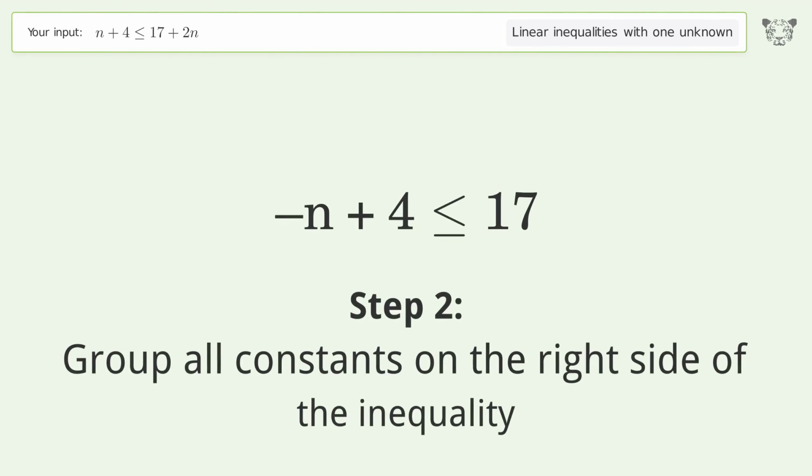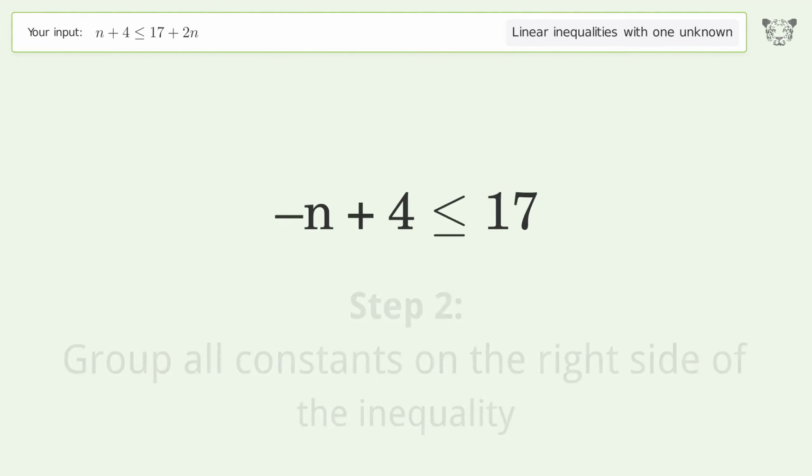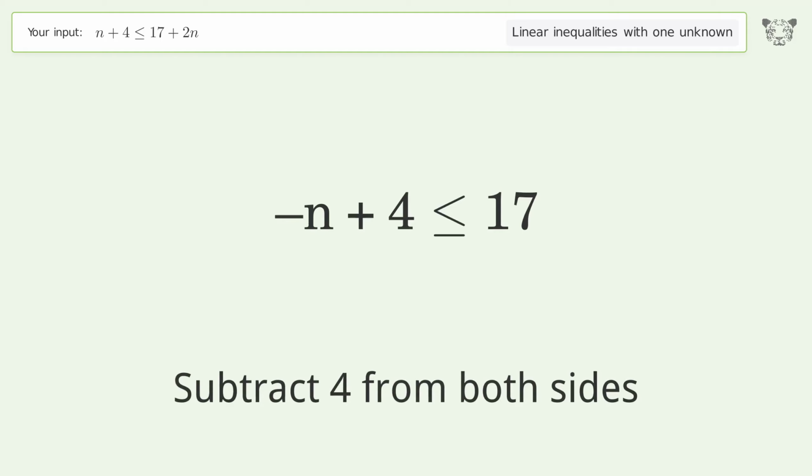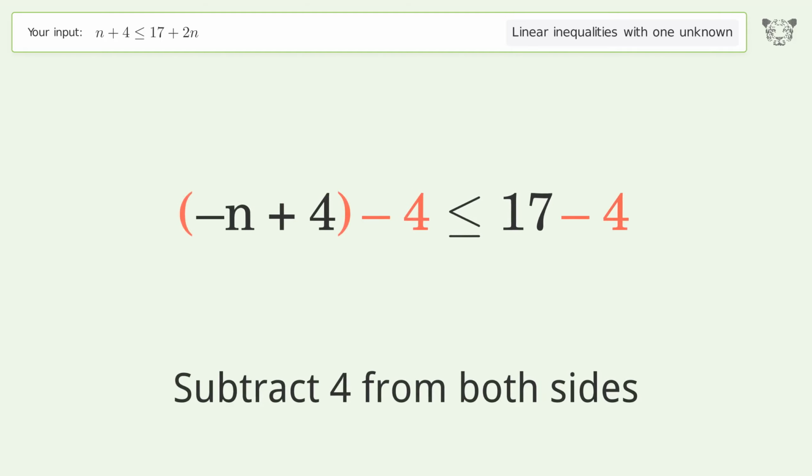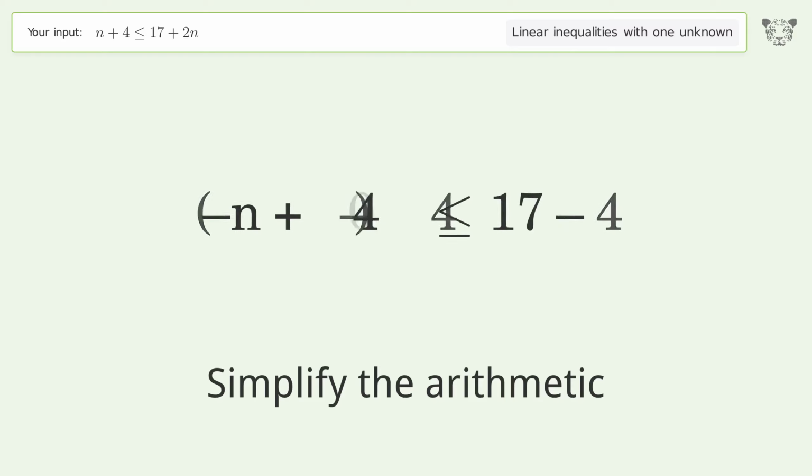Group all constants on the right side of the inequality. Subtract 4 from both sides. Simplify the arithmetic.